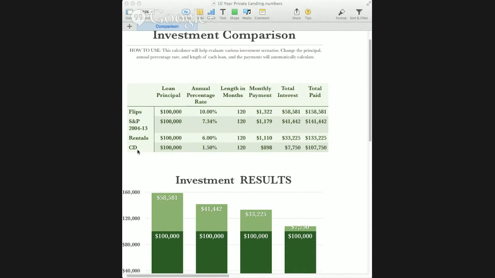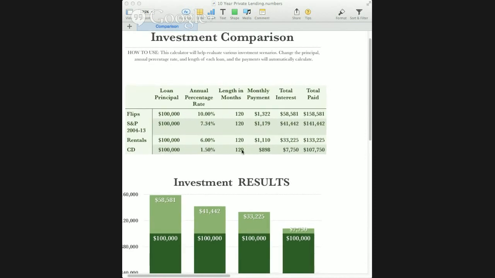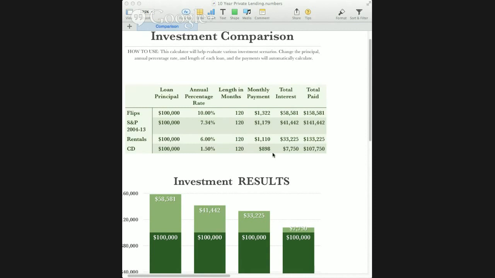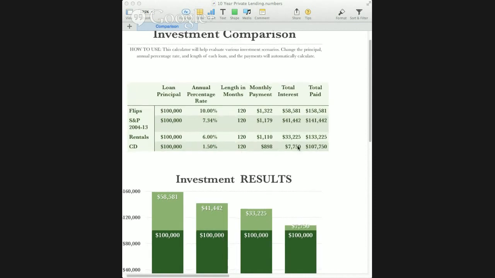So I gave some other examples. If they had it in a CD, and I'm not saying 1%, I put it at 1.5% because it's a longer term CD. Sometimes you get a higher rate at maybe a 2-year or 3-year CD. Still, for 10 years, here's their monthly interest payment. The total interest they would make is only $7,000 after 10 years. So that's not a very good return.